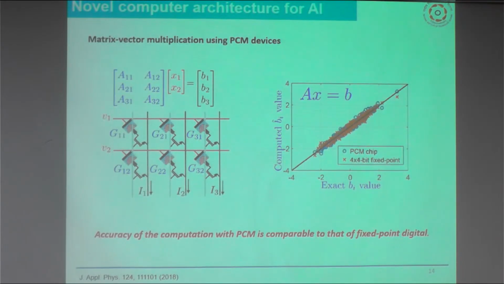Some people are working in this direction. I can discuss with you if you have more interest, and I can refer you to some articles. I have not started work in this direction, but for our PCM device it is a potential application. You can design hardware for image processing and other advanced applications, where you connect multiple Arduinos and one PCM based chip with a controller, and design the system. It is very fast, so this could be done. The accuracy of computation with PCM is comparable to that of fixed point digital.